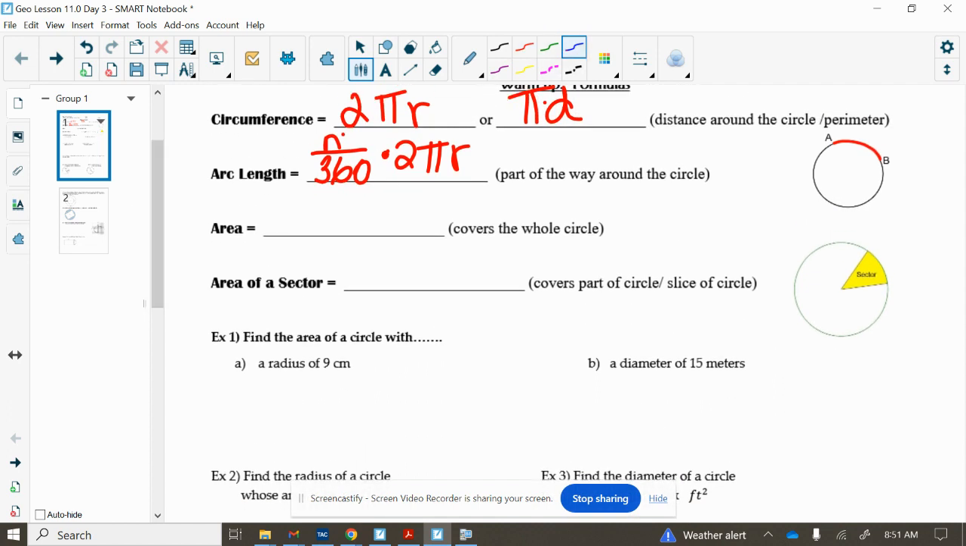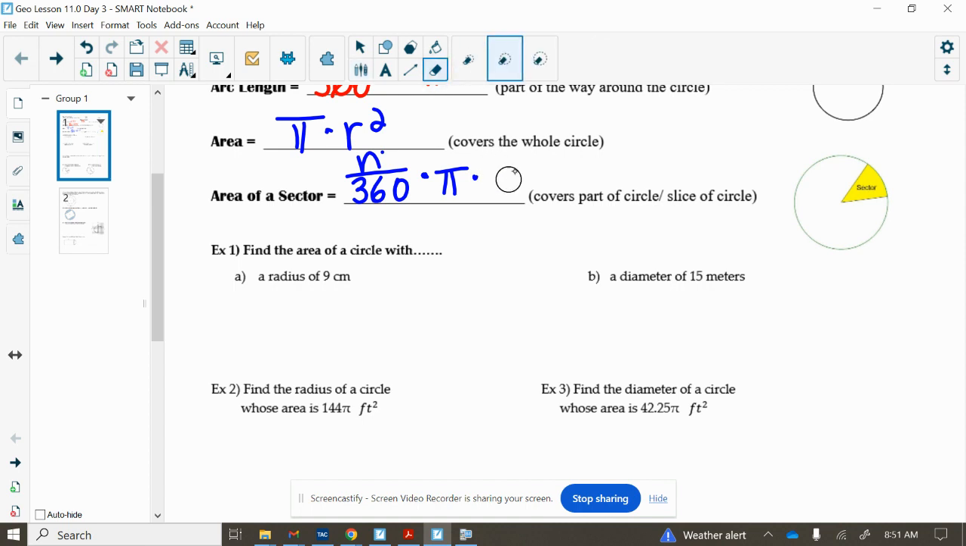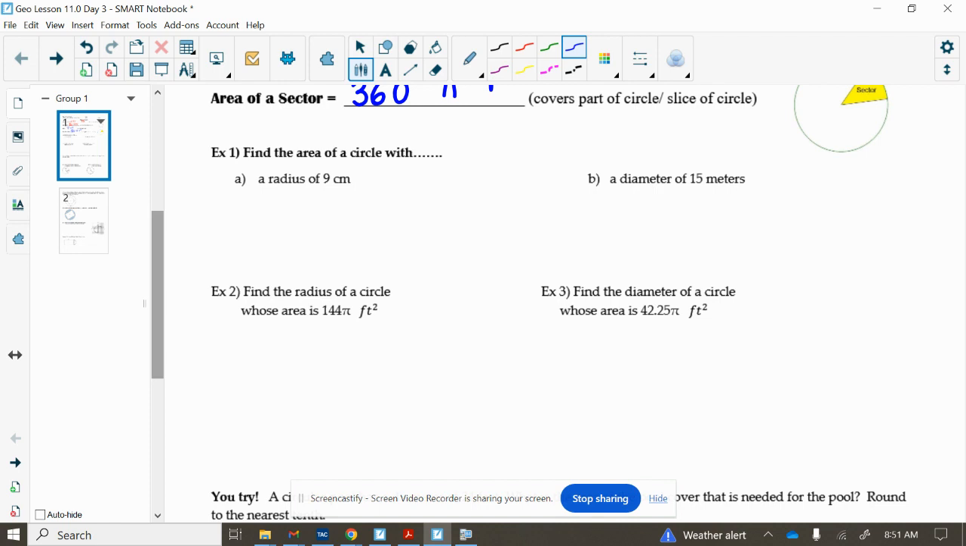Today, we're going to change our focus to mostly be on area, which is, again, going to cover our whole circle. That is pi times the radius squared, or an area of a sector, which is just a fraction of that, which is the central angle measure, the arc measure, divided by 360 times pi times the radius value squared again. Okay. So finding the area of our circles with a radius of 9.